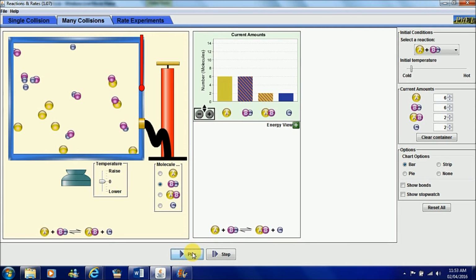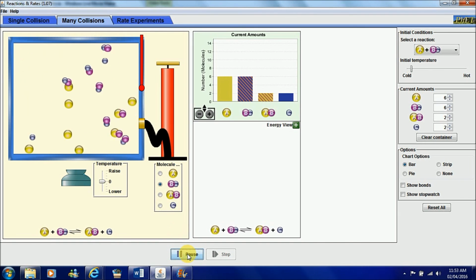If I pause this simulation, we can look at all of the molecules that are present. So again, we have the initial reactant molecules A and BC, and the initial product molecules A, B, and C.